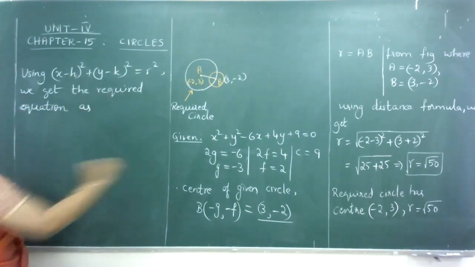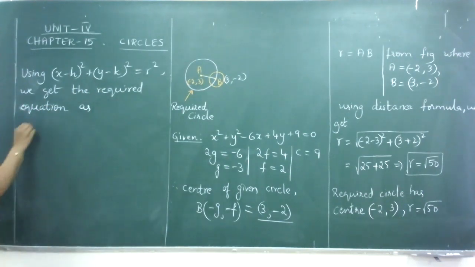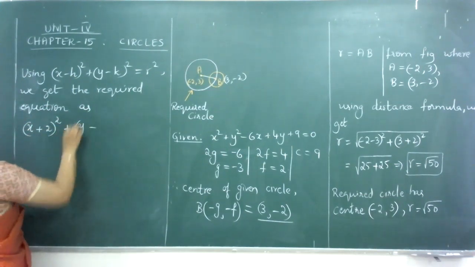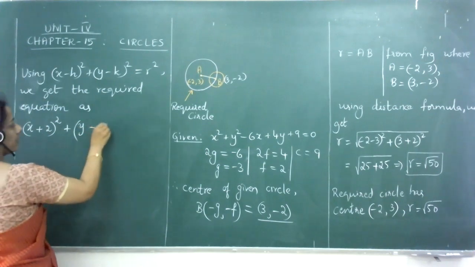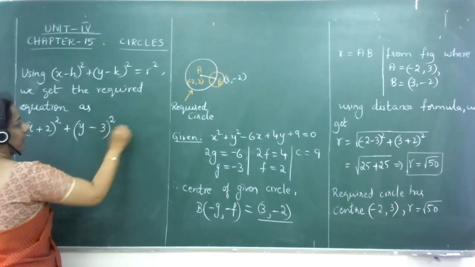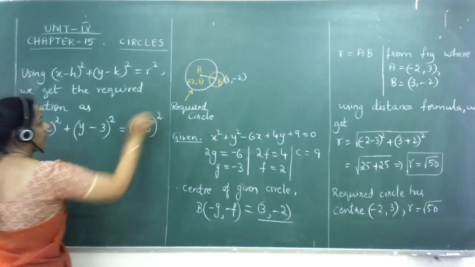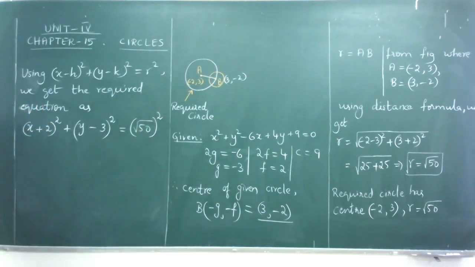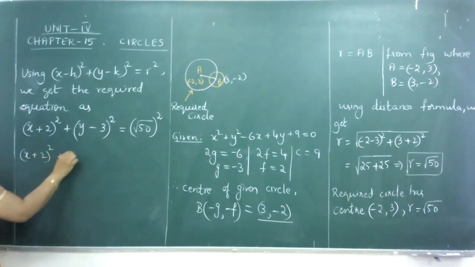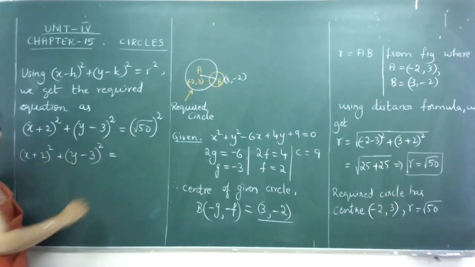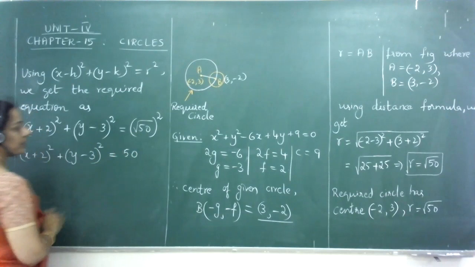For h, you're using the x coordinate of the center, which is minus 2. So you get x minus of minus 2 the whole squared plus y minus k, where for k you're using the y coordinate. So y minus 3 the whole squared, which is equal to r, which will be root 50, so square root of 50 the whole squared. Thereby x plus 2 the whole squared plus y minus 3 the whole squared is equal to root 50 the whole squared, which is equal to 50.